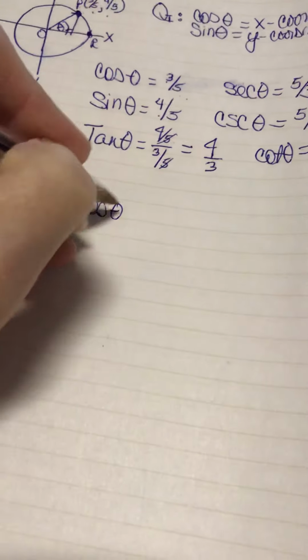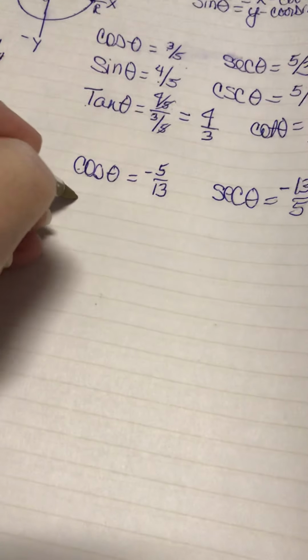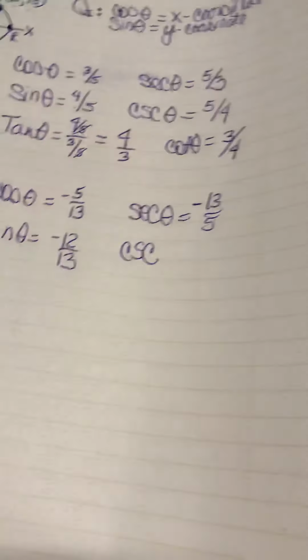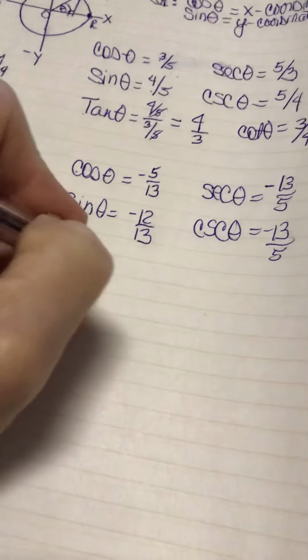So now if I write myself my little list, my cosine theta, negative 5 over 13. My secant then is negative 13 over 5. My sine, negative 12 over 13. My cosecant, negative 13 over 12.